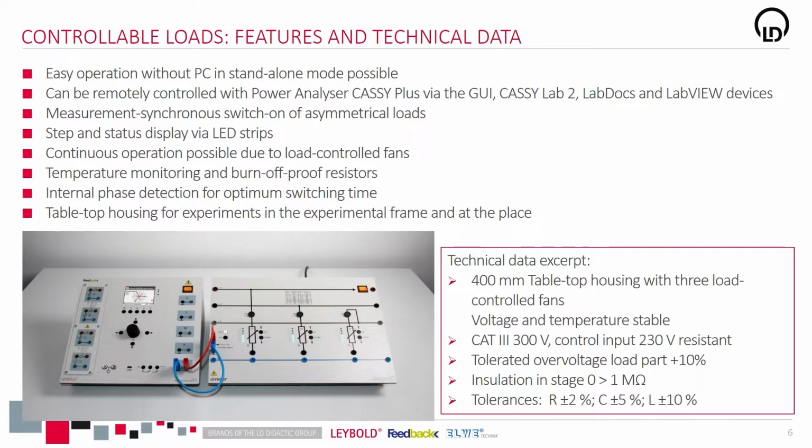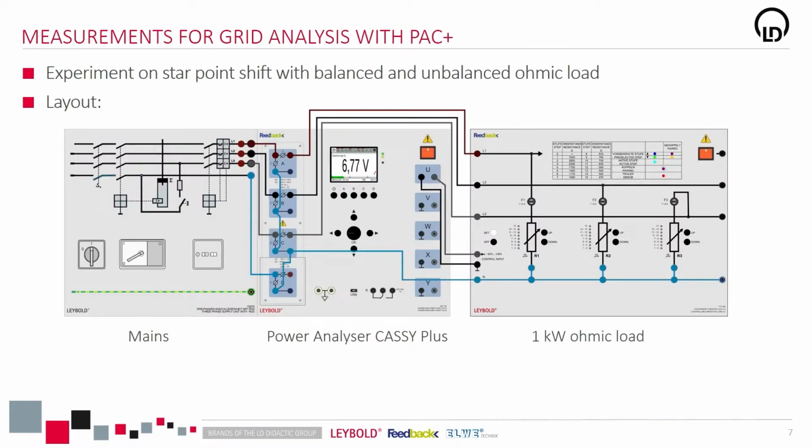Okay, now we are coming to our next experiment, and here I want to show you how the neutral points or star points shift with balanced and unbalanced load, depending on the connection of the neutral point to the grid. The experimental layout is printed here on the slide. On the left we have the power supply connected to our Power Analyser CASSY Plus, which measures current and voltage on each line individually. And this is connected to our load on the right-hand side.